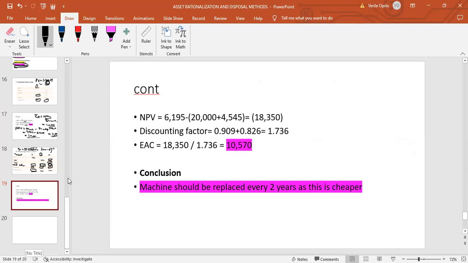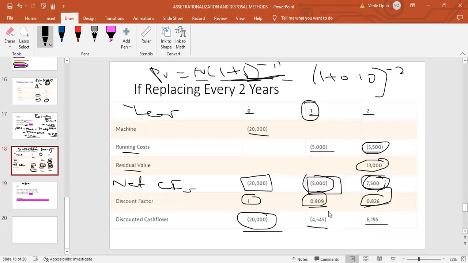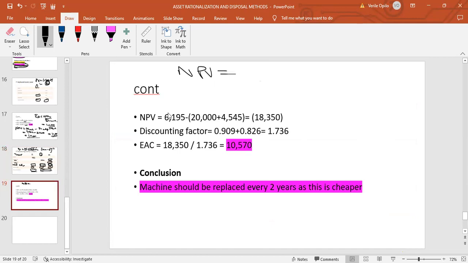Then we can go ahead and compute the total effective annual cost. For the effective annual cost, first we have to get the NPV, which is the present value of all cash inflows minus the present value of cash outflows. So in this case, we just add up our cash flows. We had 45.45 plus 61.95. How much should that give us? That one should give us 10,740.